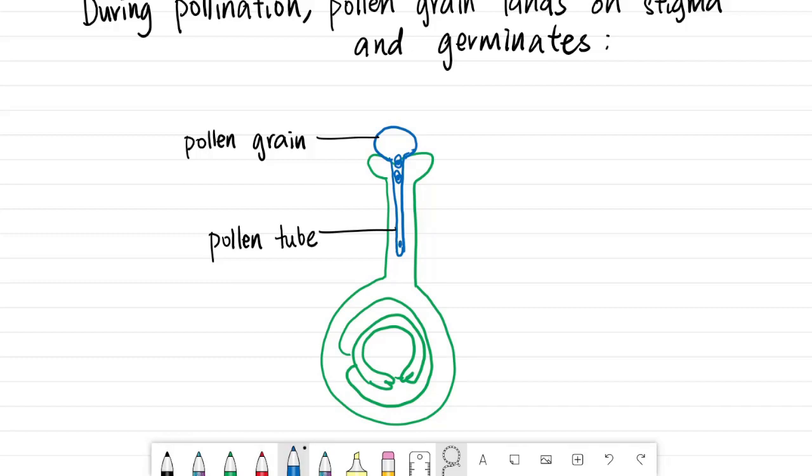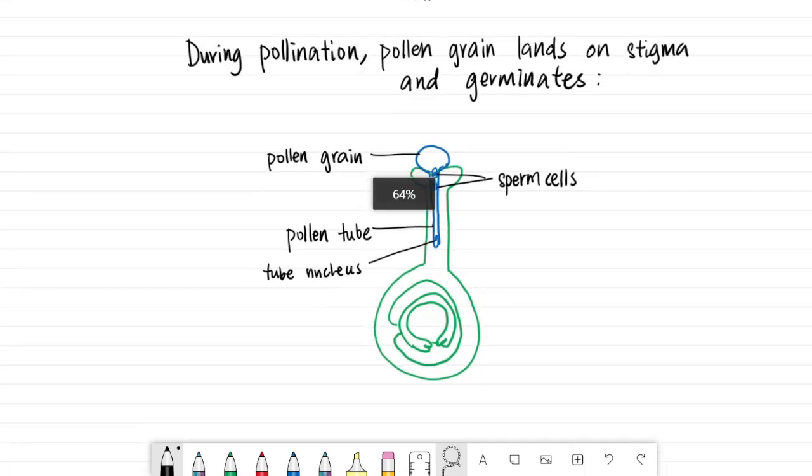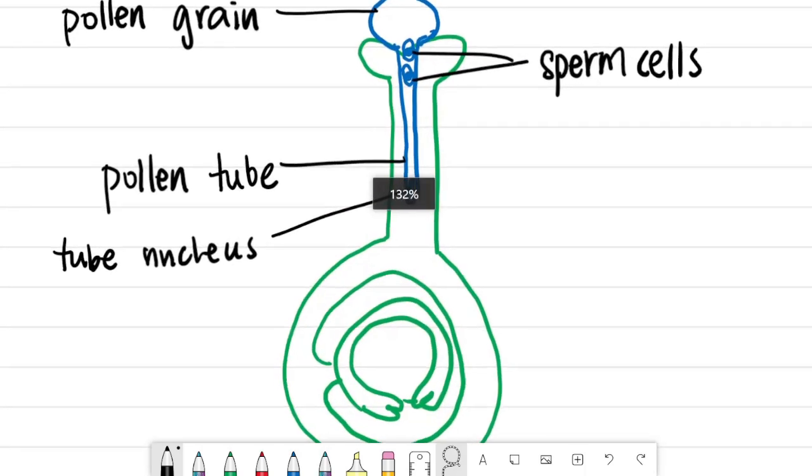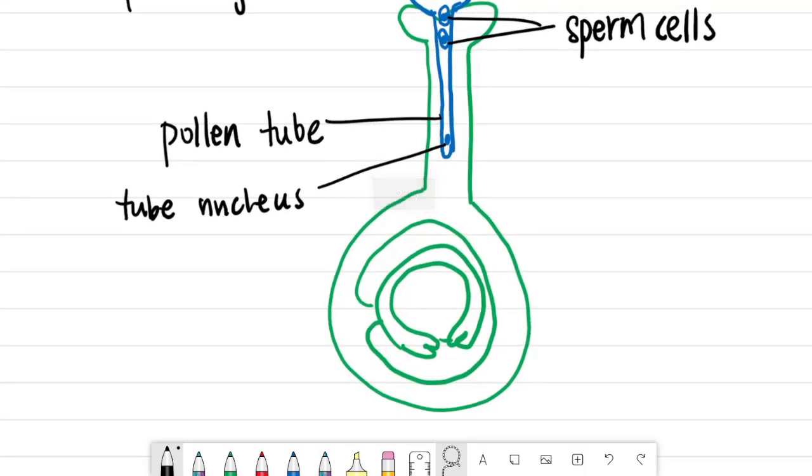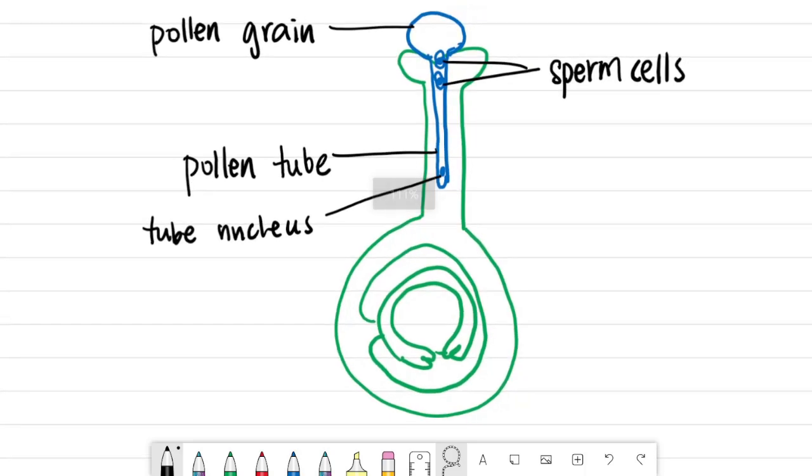The tube nucleus will actually be at the head of the pollen tube. So this is the tube nucleus. And here are the generative cells that have divided by mitosis, and these can be called the sperm cells. And there you have it. Now I'm going to zoom in on this picture in case you are using this on a small gadget and you need a bit more time to look at the picture.